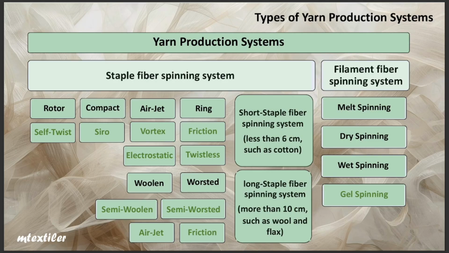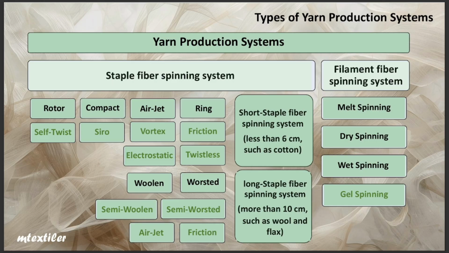In the staple fiber spinning system, we study 2 categories of fibers: short staple fiber spinning system, fiber length less than 6 cm, such as cotton; long staple fiber spinning system, fiber length more than 10 cm, such as wool and flax. In the upcoming slides, I will show you which type of fiber, as learned in the earlier section, can be used in each production system.